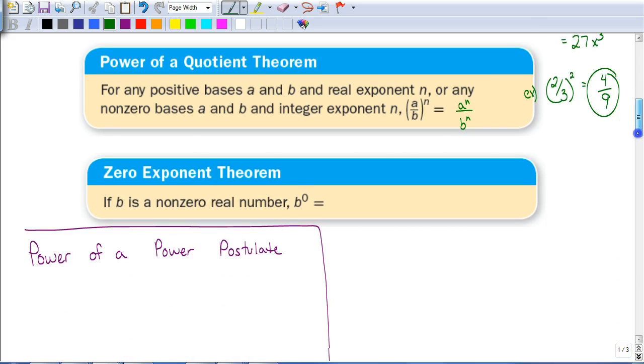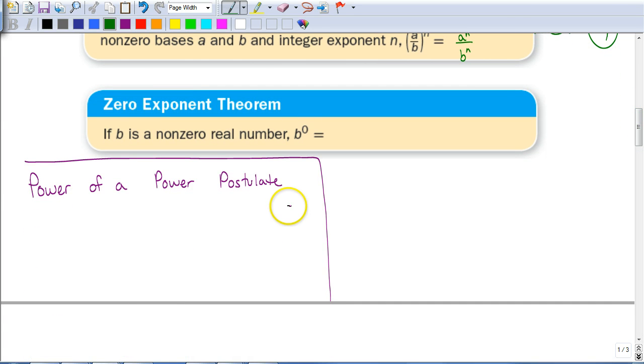We do have 2 more, even though I forgot to put this one in our notes. So you're going to want to add this power of a power postulate. Even though our notes say that there's only 1 more left, there's actually 2 more that we're going to look at.